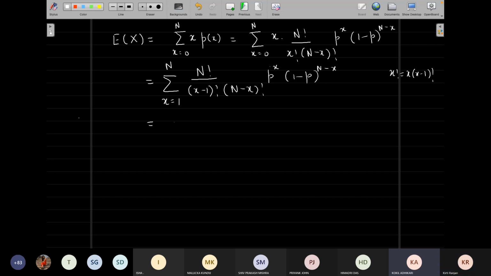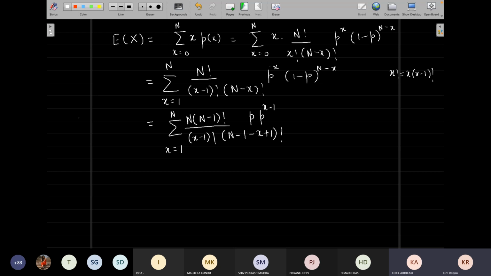Next is something which is a little bit tricky, but once you understand it, it will be clear. All the terms of x's and n's, I am going to write in terms of n minus 1 and x minus 1. Can I write n factorial as n minus 1 factorial, multiplied by n also? Yes, sir. Absolutely right. And then x minus 1 factorial. And then in the denominator, n minus 1 minus x plus 1 factorial, where I added and subtracted 1. I am writing p raised to power x as p times p raised to power x minus 1, and 1 minus p raised to power n minus 1 minus x plus 1.